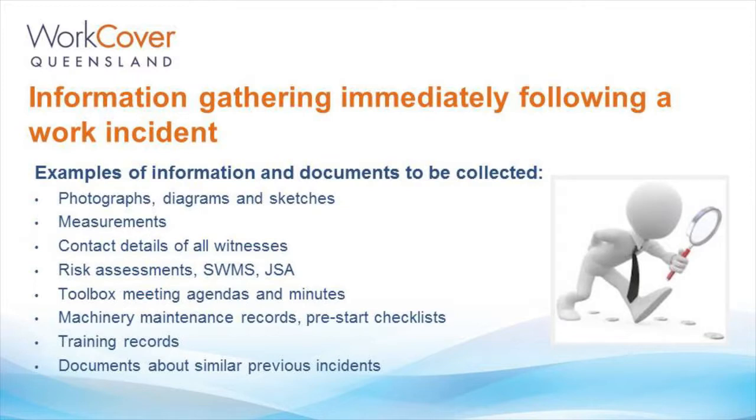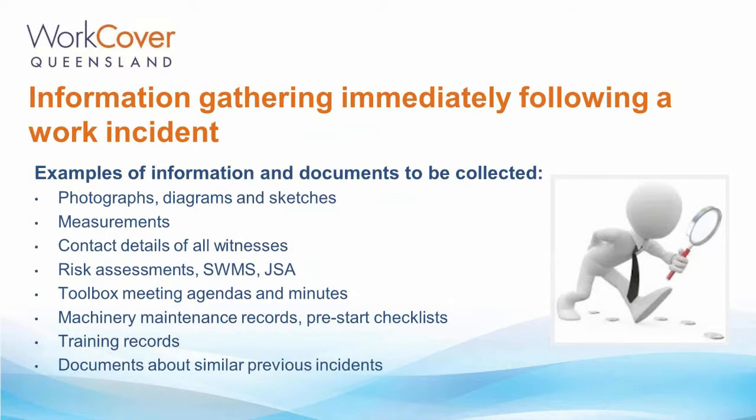Information and documents to be collected should include incident reports, photographs of the incident area, photographs of the equipment involved, and even photographs of the injured person, diagrams or sketches of the incident location, measurements, contact details of all witnesses, documents relevant to the work task being performed at the time of the incident, for example, risk assessments, hazard registers, safe work method statements, job safety analysis, even agenda items for toolbox talks and/or minutes from toolbox talk meetings.